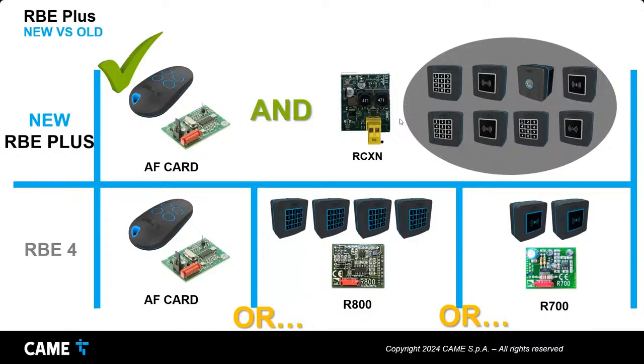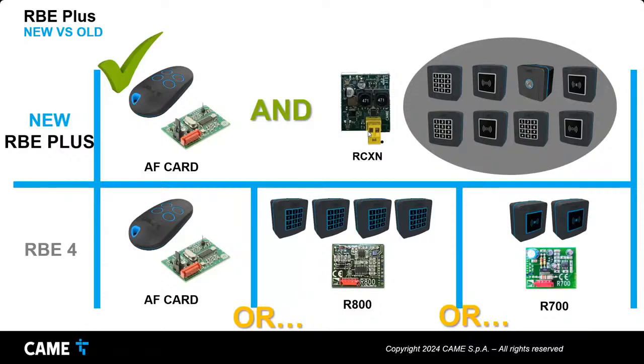In this case, please remember that if you want to use accessories that work with the CXN bus, this must be done, obviously, with the presence of the RCXN board installed into the RBE Plus. So this is an additional board, and later we will also have the code number, the part number of this.